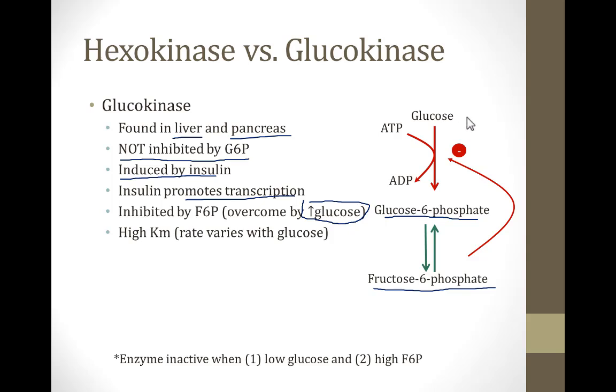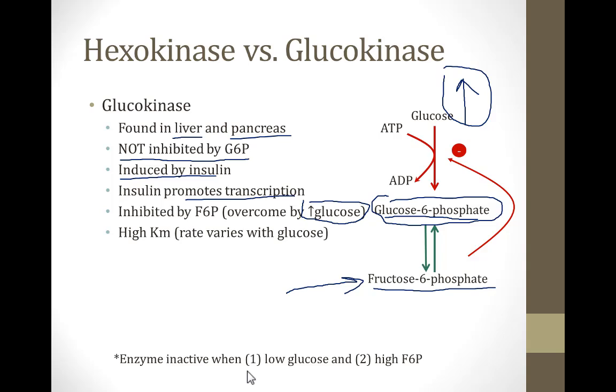This means that anytime the glucose level is high, glucokinase will be taking up glucose into the liver and converting it into glucose 6-phosphate. It doesn't matter what the level of fructose 6-phosphate is. If glucose levels are high, the liver will take up glucose. And that's because you want the liver to take up glucose anytime blood sugar levels are high so that it can store it as glycogen for later use.